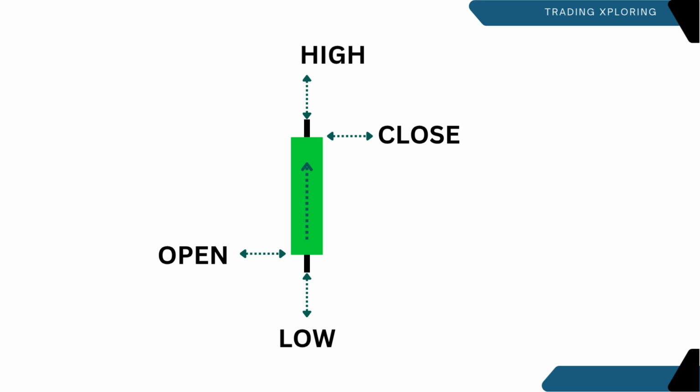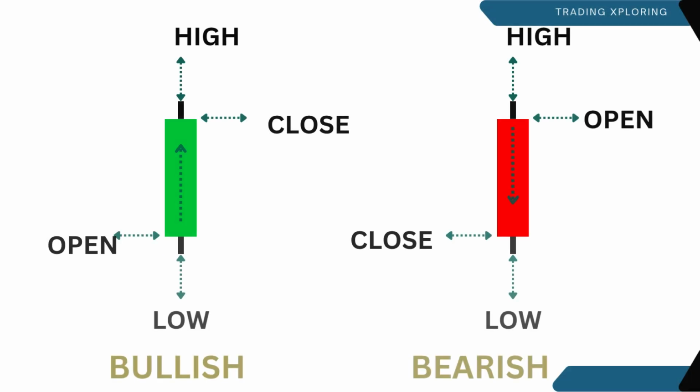The body of the candle shows the open and close. The wicks or shadows show the high and low. If the close is higher than the open, the candle is bullish, usually green. If the close is lower than the open, it's bearish, usually red. Simple? Yes, but powerful when used correctly.